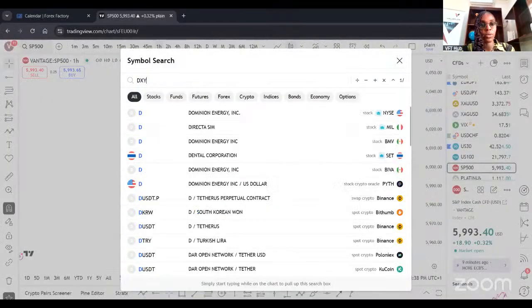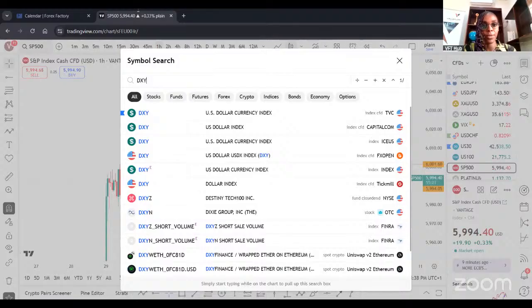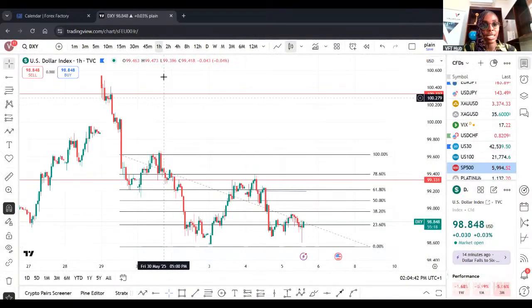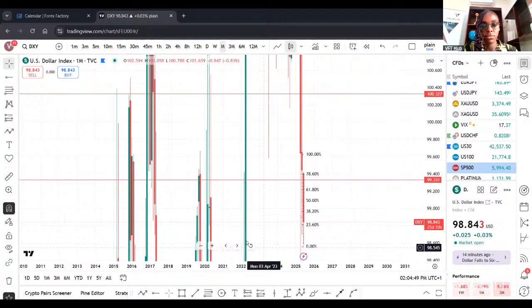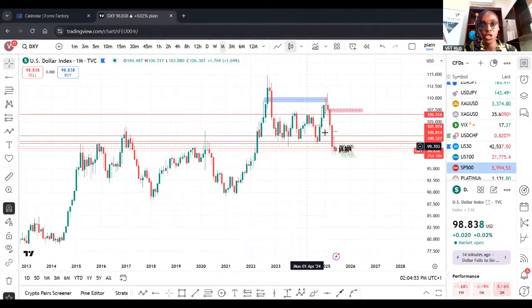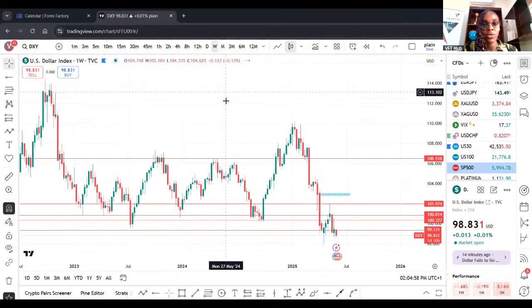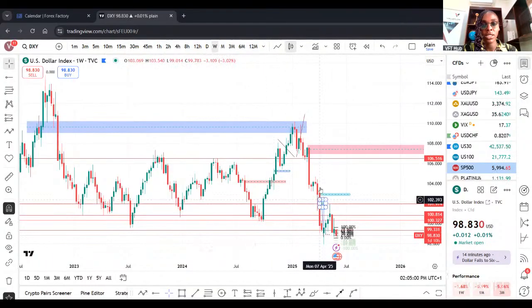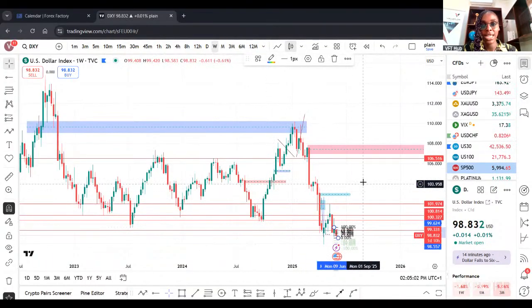So starting off with the DXY, this is just a recap of what we had analyzed earlier. On the monthly time frame, the overall direction is bullish. Then we've seen a sweep of this liquidity to the downside. Coming down to the weekly time frame, we've even seen more push to the downside, implying a sell.